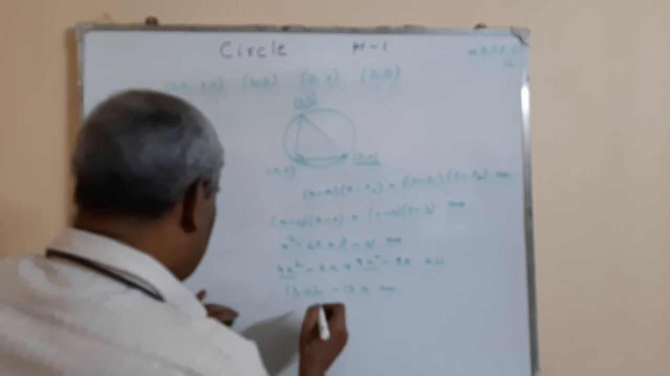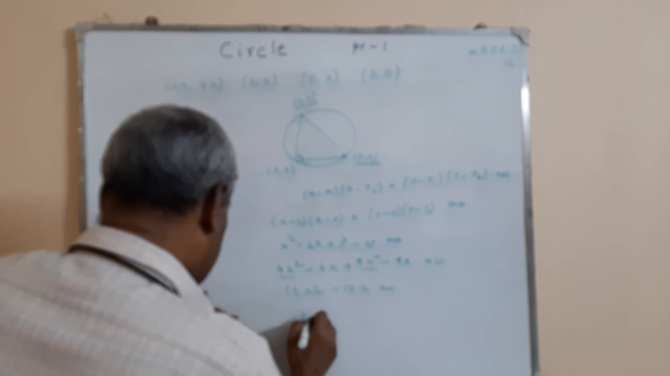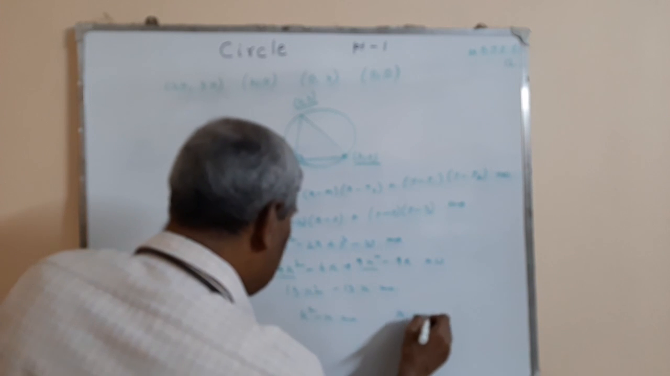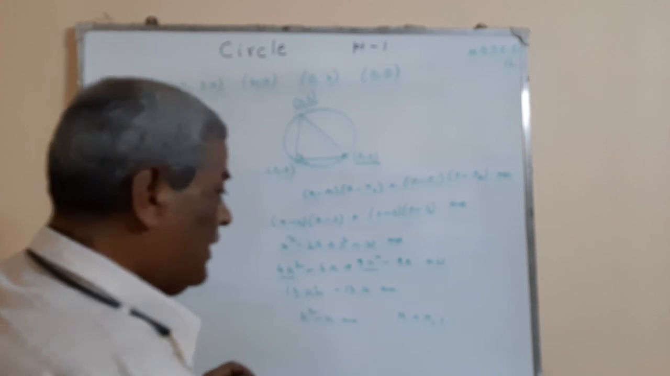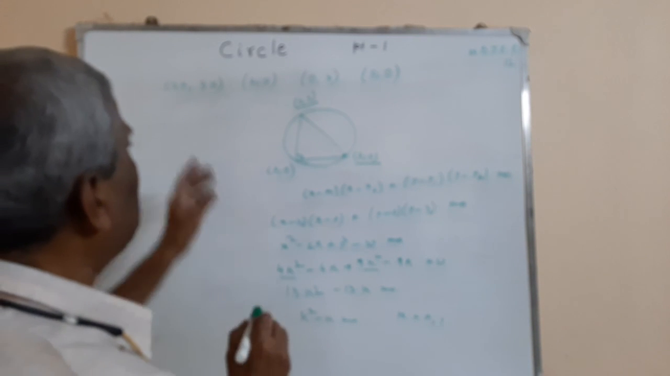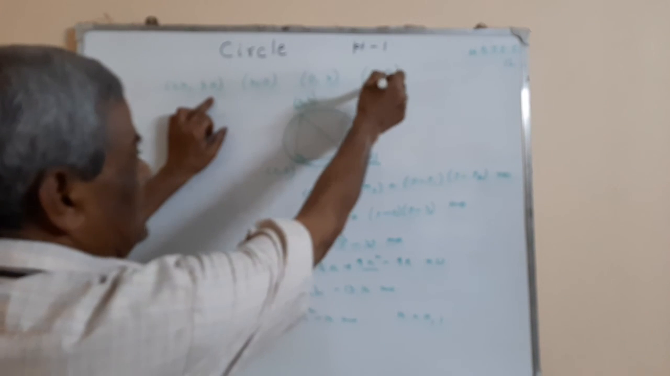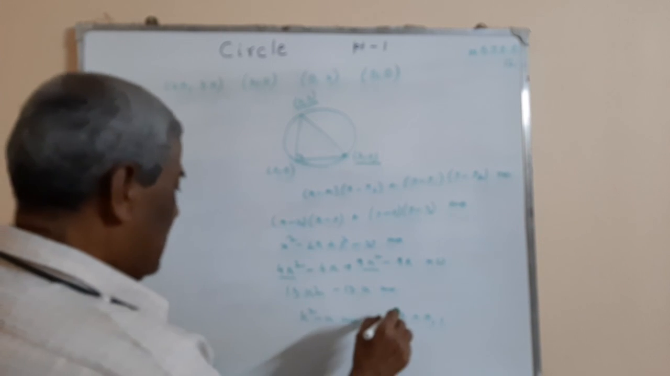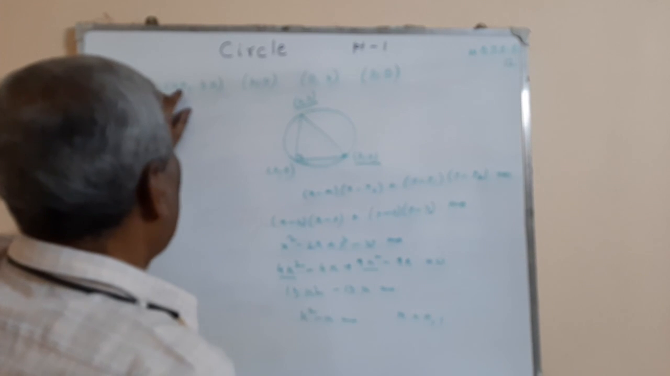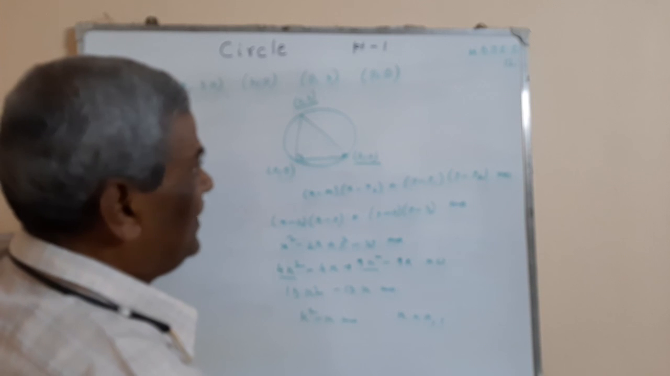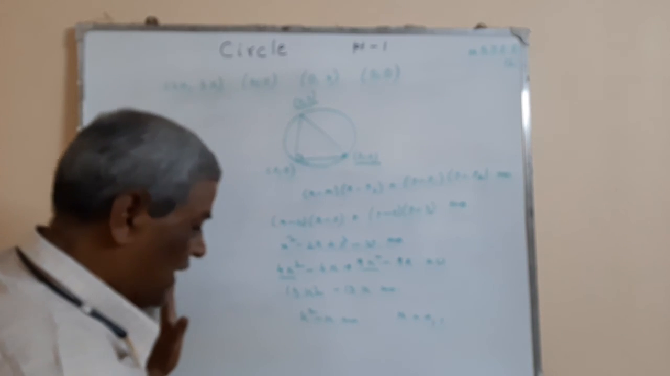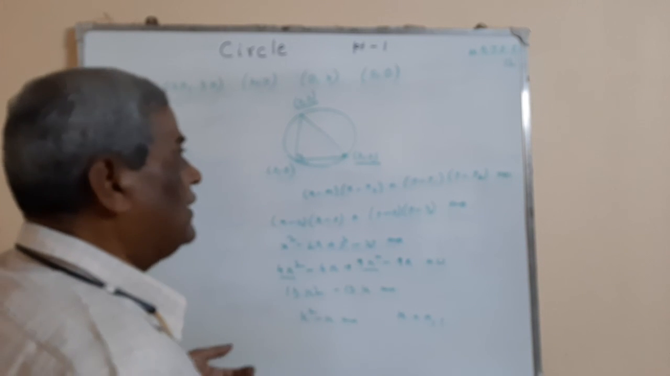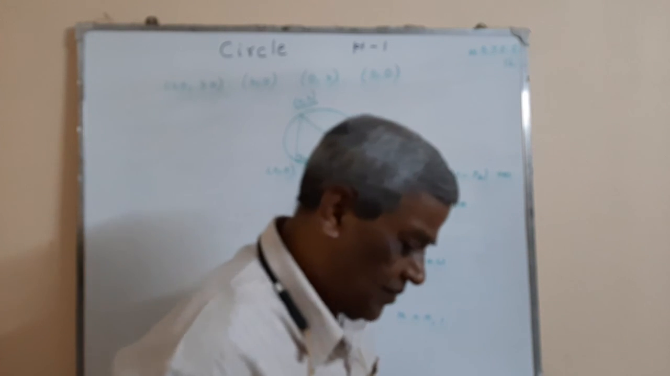So we get k square minus k is equal to 0. So k is equal to 0 and 1. If k is equal to 0, this point is (0, 0), that coincides with that. So this is not the correct answer. So the answer is k is equal to 1, that is (2, 3). Oh, options are not given here. I have forgotten it. So k is equal to 1 is the correct answer.